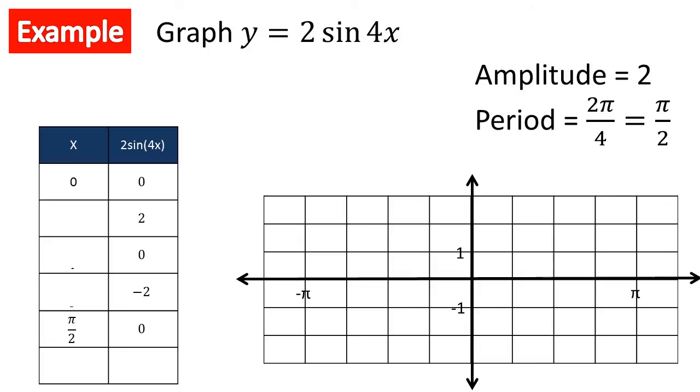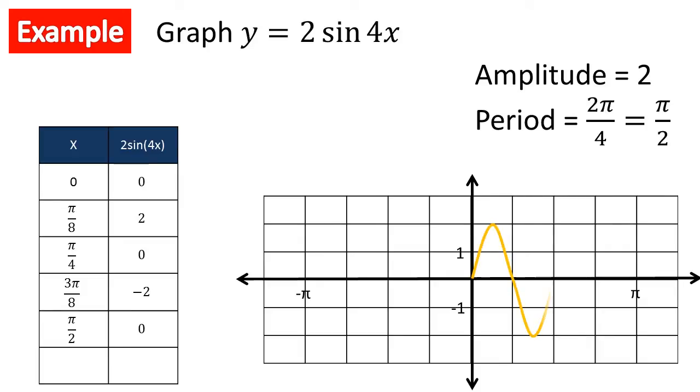But I need to find the x coordinates for those 3 y coordinates that I know I'm going to see. Okay, well, I know it goes back to 0 halfway between 0 and pi over 2, which is pi over 4. So there I put pi over 4 for the x coordinate. I know it's going to get to the positive 2 halfway between the 2 zeros, which is what we did last time. So halfway between 0 and pi over 4, which is pi over 8. And I know it's going to get to negative 2 halfway between pi over 4 and pi over 2, which is 3 pi over 8.